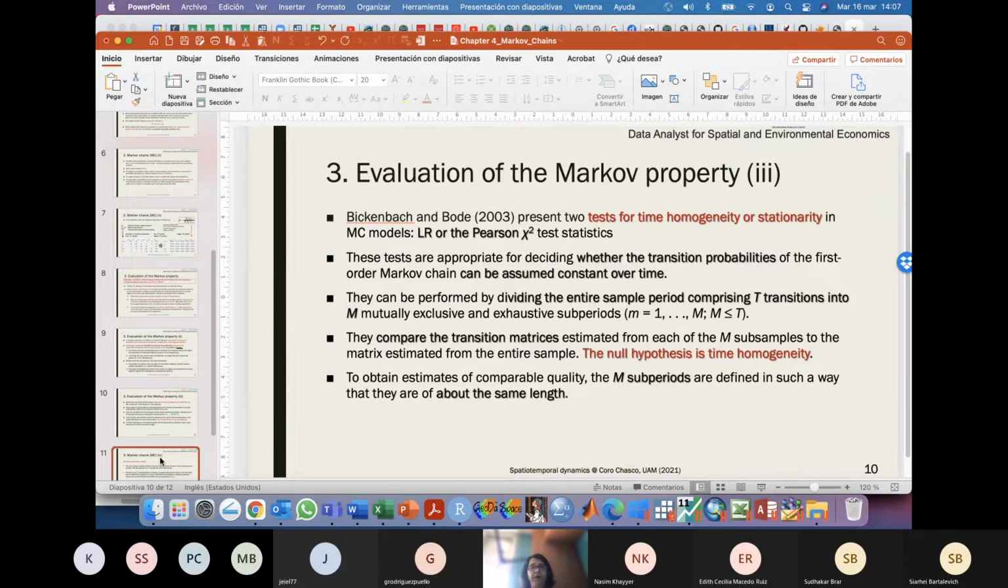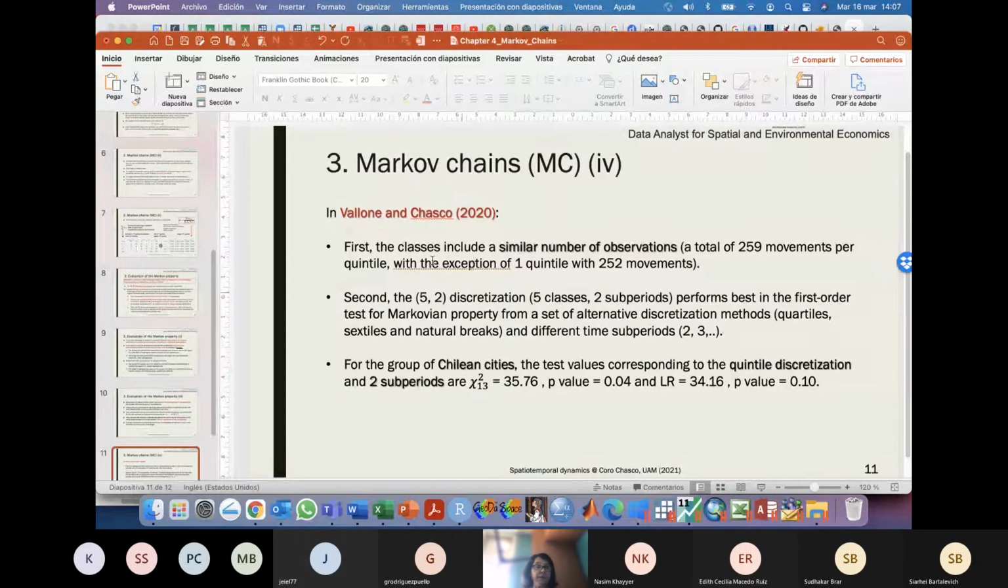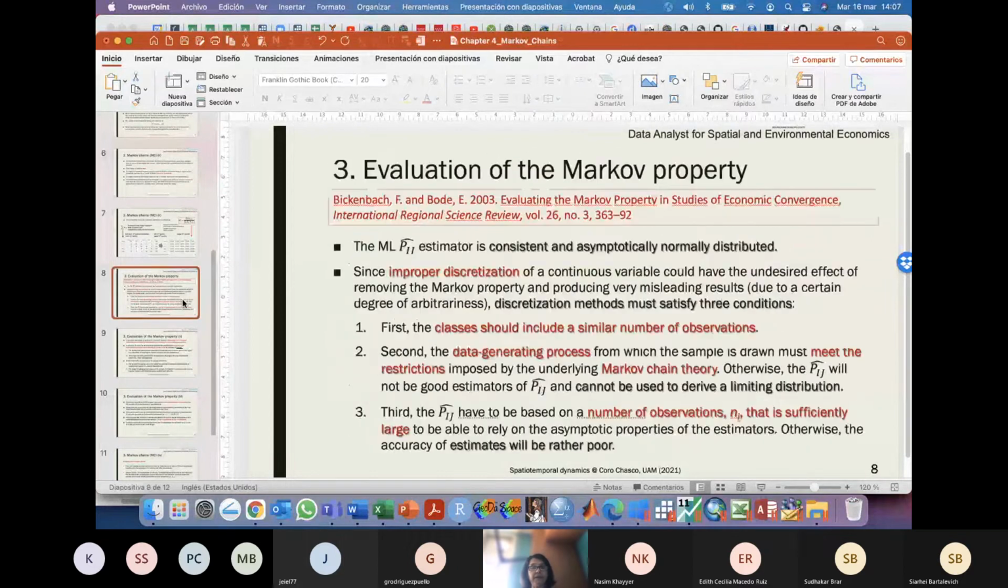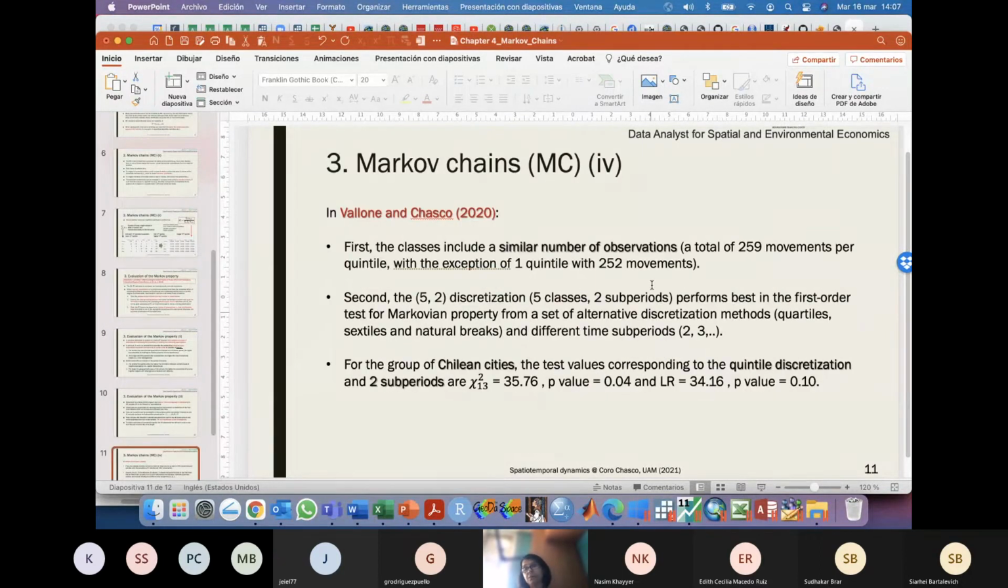Okay. Well, in our paper, the first condition, if you remember, was that classes should include a similar number of observations or instances. We find that we have more or less the same number of observations, as we said. Second, we apply this discretization, so 5 classes and 2 subperiods. This is what we tested, because we think, or this is something that we were testing, if they perform best in the first order test for the Markovian property. This is what we supposed.